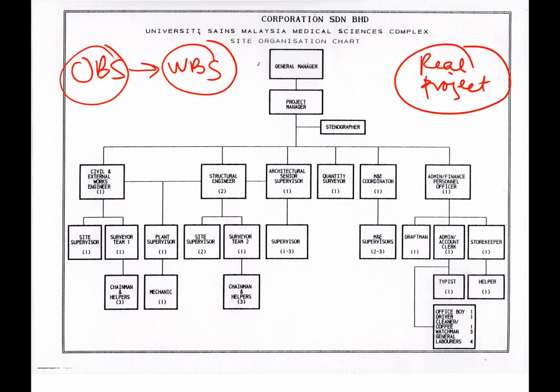Why do we need to come up with an organizational chart? Because we want to attach responsibility. What kind of responsibility? Responsibility with regard to achievement of the work, based on the breakdown of the work that we come up with from our WBS. This is from the planning and scheduling concept.